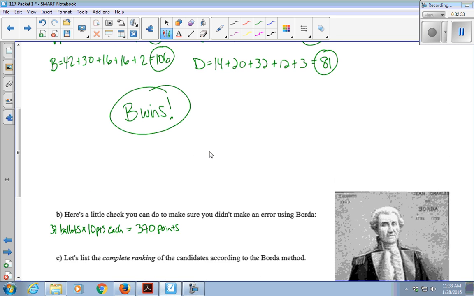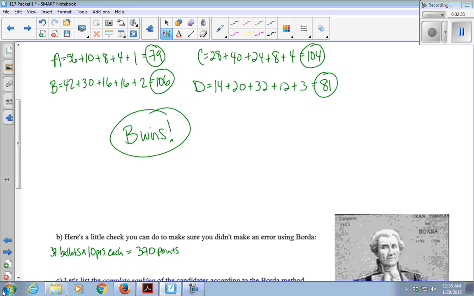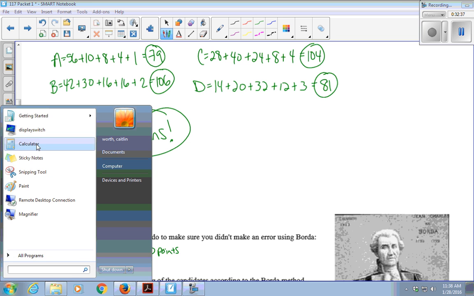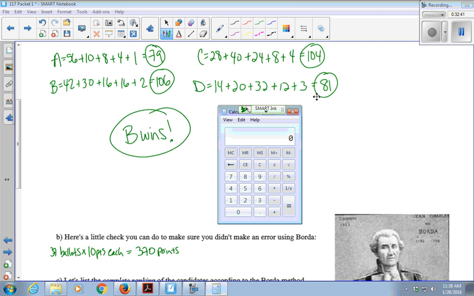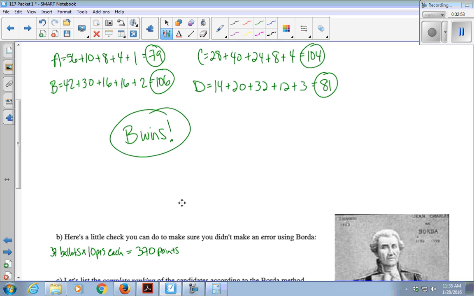So I'm just going to scroll back up a little bit and open my calculator. Just make sure I do this right. And I'm going to add up all the points that I gave to the 4 candidates. So I've got 79 plus 106 plus 104 plus 81, 370 points. So it's just a nice little check that you didn't make a mistake.